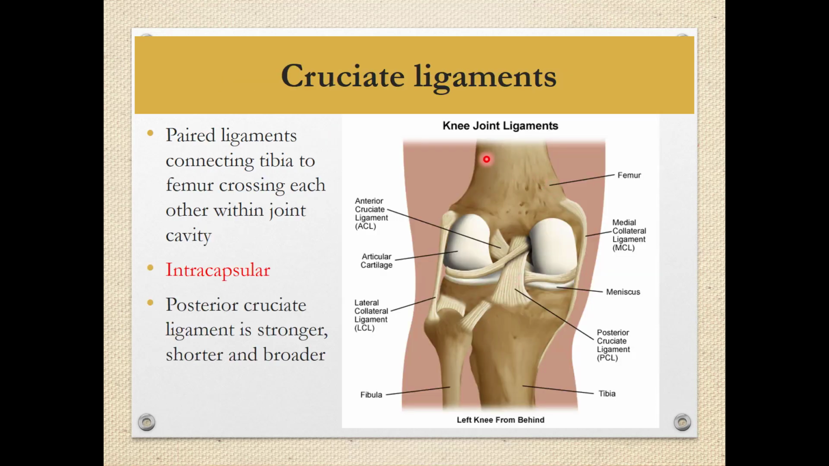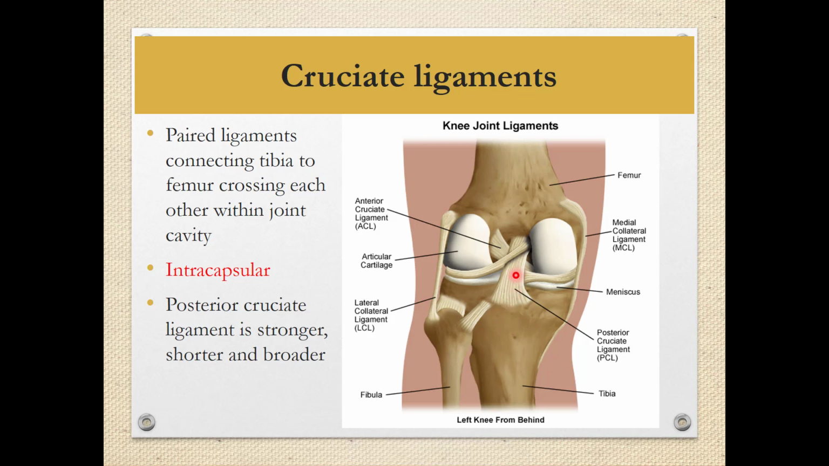They are the cruciate ligaments. They are paired ligaments which connect the tibia to the femur, crossing each other within the joint cavity. That's why they are called intracapsular ligaments. See here, these are cruciate. Cruciate means crossing one another. That's why they are called cruciate. They form an X. They are within the joint cavity, that's why they are intracapsular. The posterior cruciate ligament is stronger.